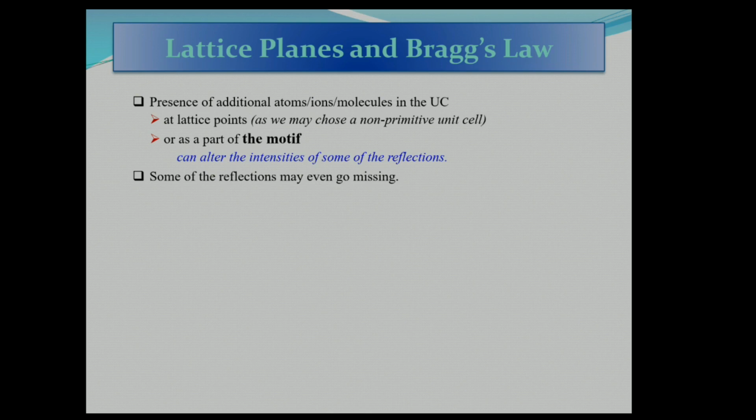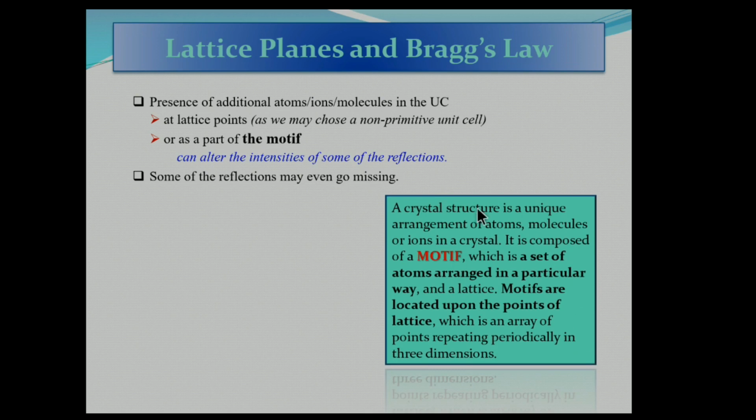So this is the point where we said that even though the Bragg's condition is achieved, there might be a chance of the reflection not occurring. So some reflections may go missing due to the presence of additional atoms, or we also say lattice centering. So the presence of additional planes or additional atoms at these positions is also called lattice centering.